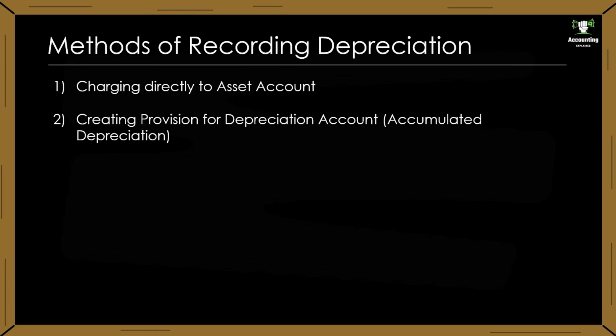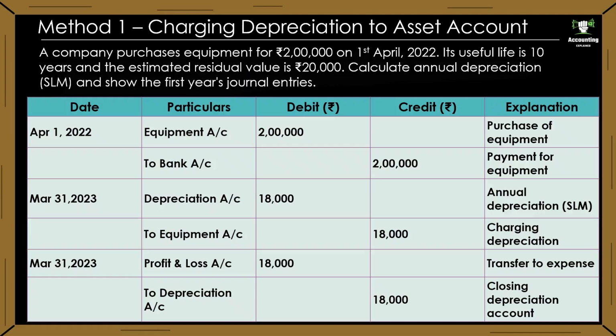Now we are going to see the methods of recording depreciation. First method is charging directly to asset account, and second is creating provision for depreciation account, that is accumulated depreciation account. In this video, I am going to teach you straight line method under charging directly to asset account. Under method 1, let's see the question which we saw already and do the journal entries and the ledger part.